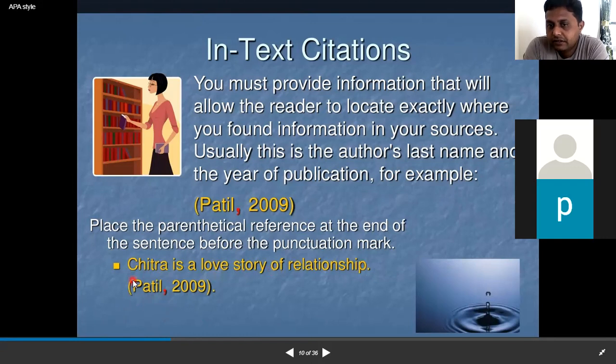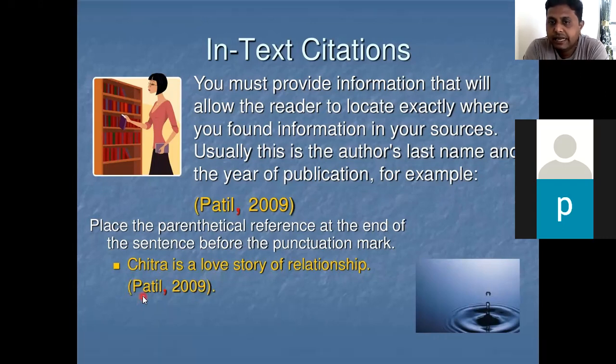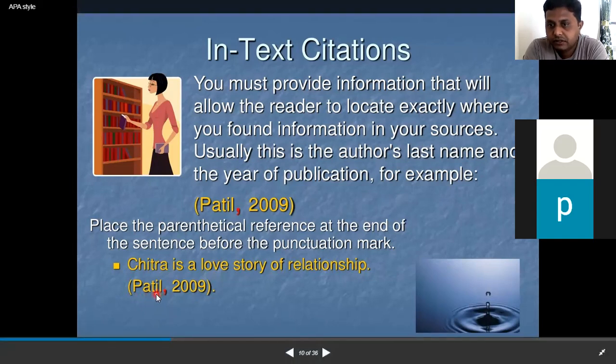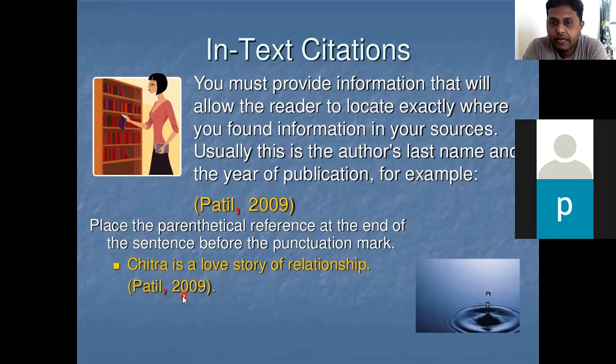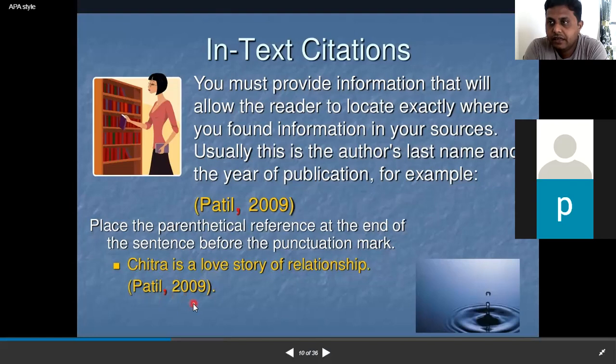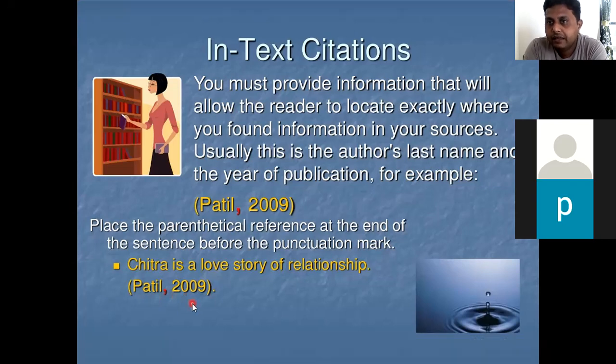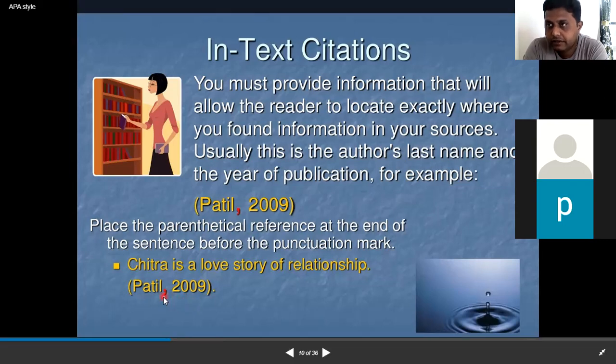After that, the bracket is over here. In the bracket, just mention the name of the author, Patil. Then comma, then one space, then the year of publication. If we compare this style with MLA, then we just have the difference of comma only.